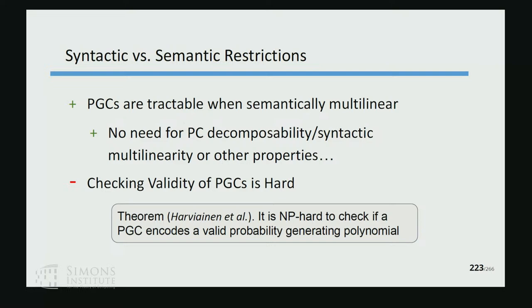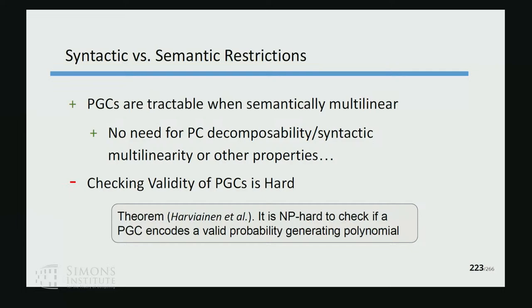These probabilistic generating circuits, they're tractable, but there's a caveat. There's kind of a positive and a negative interpretation of this. I haven't mentioned anything about decomposability or syntactic multilinearity or any other properties, because there are no properties. This circuit has no local thing that is required to be true for you to compute a marginal. Any circuit that represents a generating polynomial will be tractable no matter how you represent it. Okay, so that's nice. You don't really have to worry about these local syntactic properties.